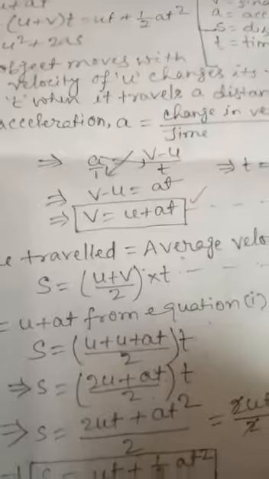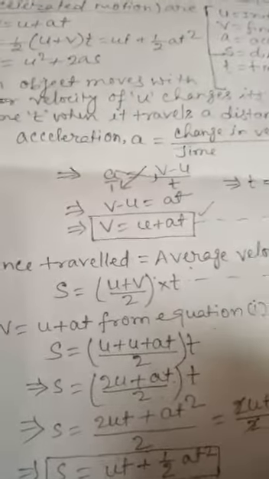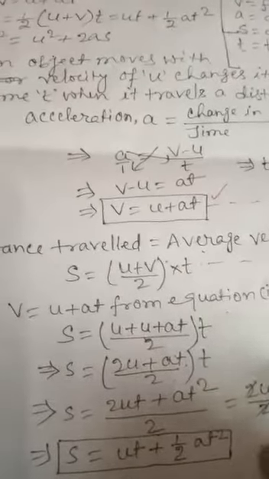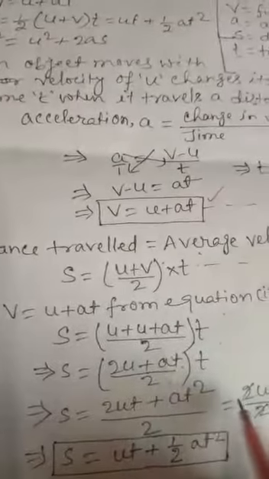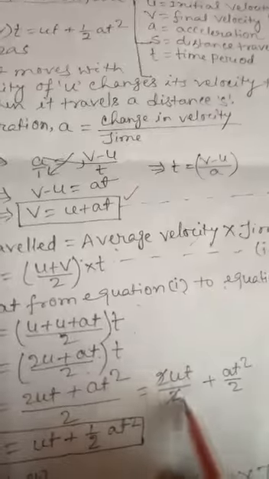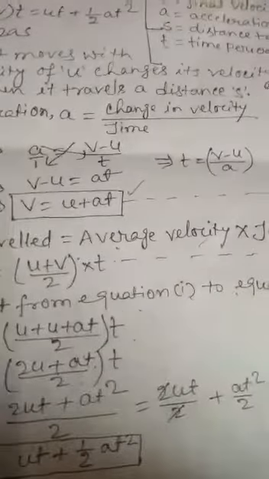So we can say s is equal to (u plus u, that is 2u plus at) divided by 2 into t. So on multiplying it with t, we can write s is equal to (2ut plus at square) divided by 2. Now we are going to make it separate. So 2ut by 2 plus at square by 2. 2 cancels out. So s is equal to ut plus 1 by 2 at square.